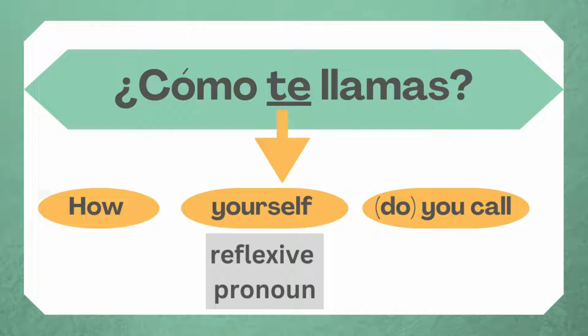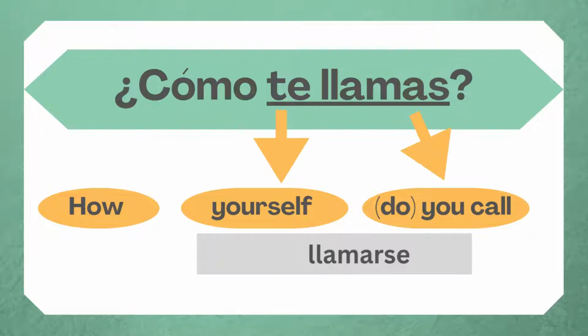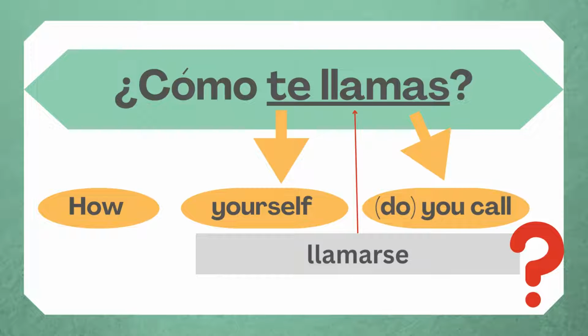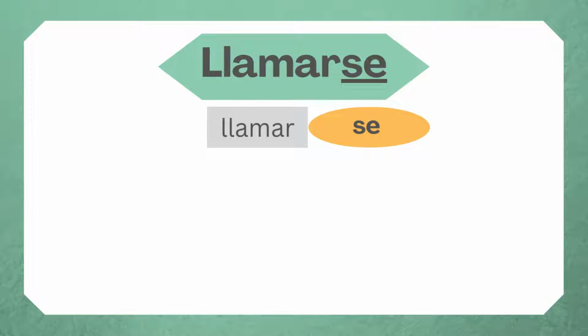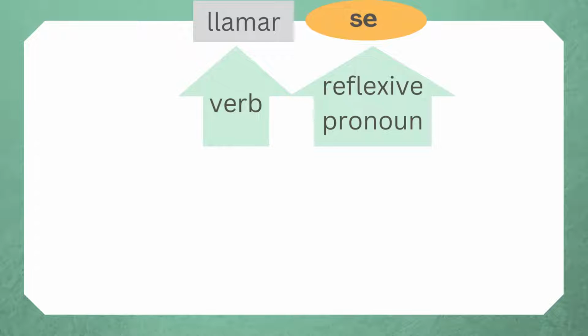Here you should notice that te is a reflexive pronoun, which belongs to the verb llamar. So the verb is called llamarse. Now you might ask yourself how llamarse will turn into te llamas. If you didn't watch the conjugation video yet, here's a small reminder. So the first step is llamarse needs to be separated into llamar and se, whereas se is the reflexive pronoun and llamar is the verb.